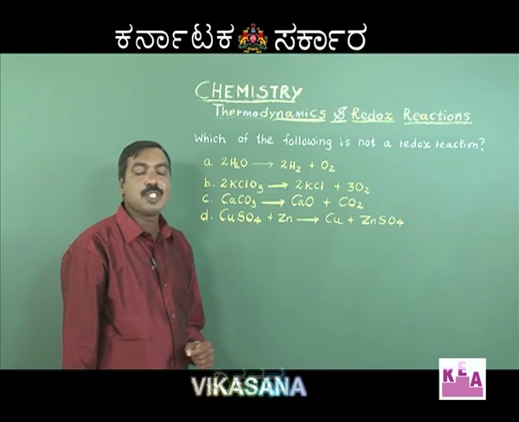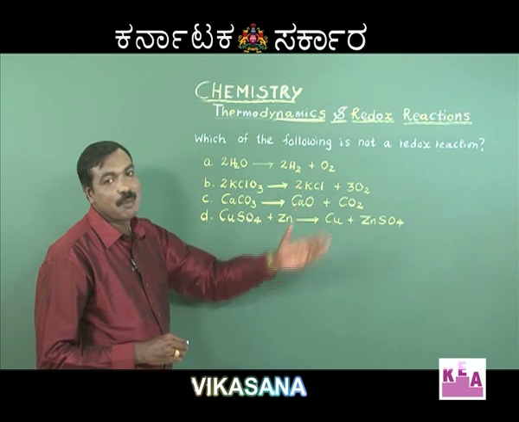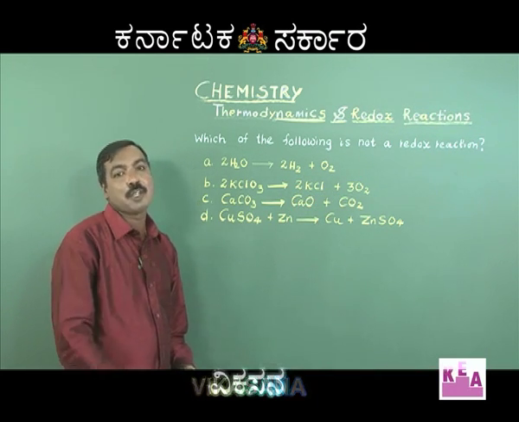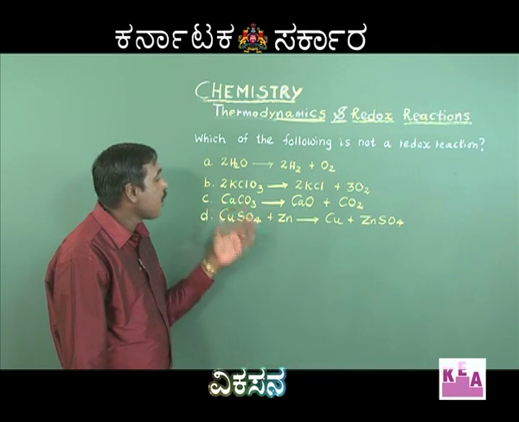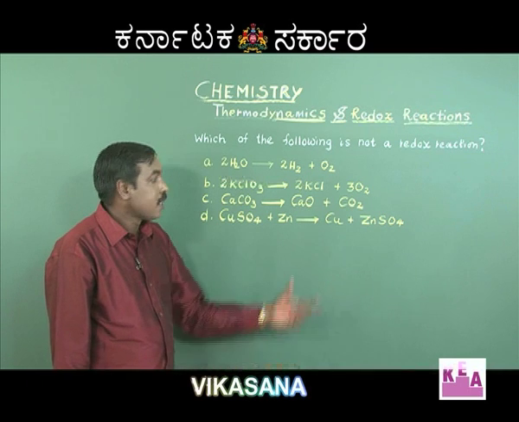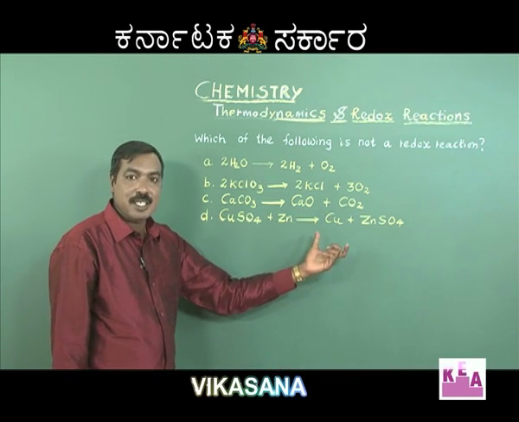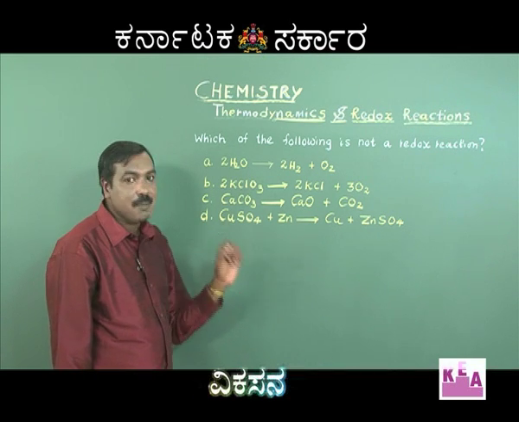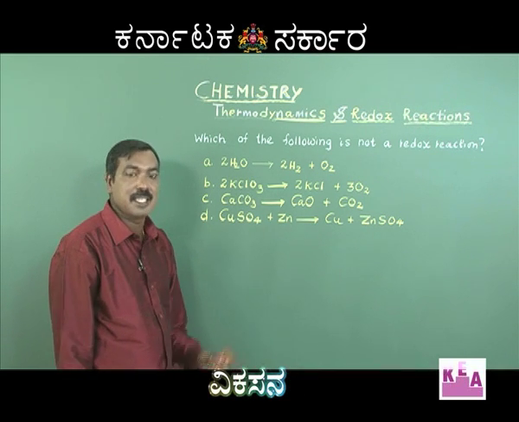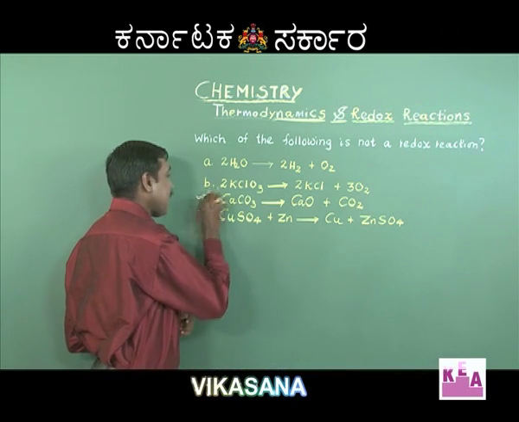Potassium chlorate undergoes decomposition to form KCl and O2. Oxygen is in the elemental state. It is a redox reaction. Calcium carbonate undergoes decomposition to form CaO and CO2. Neither of them is in elemental state. Therefore, it cannot be a redox reaction. Therefore, I would say option C is the right answer.